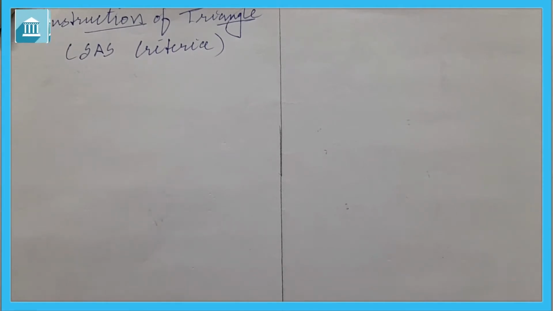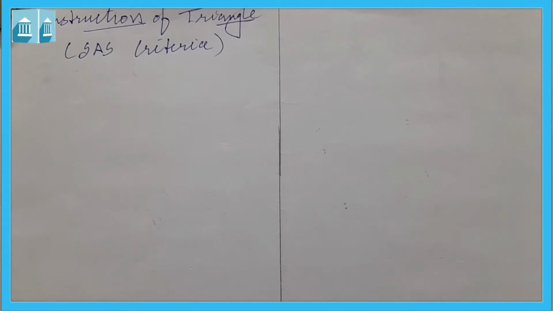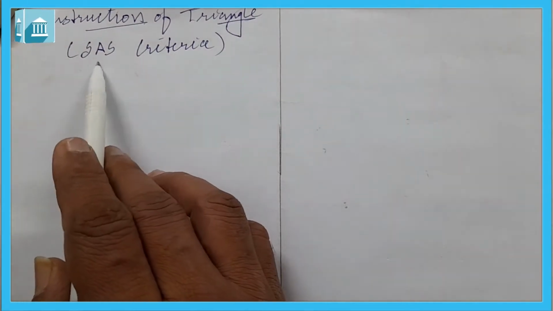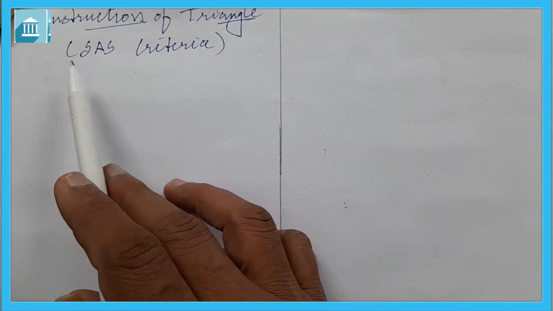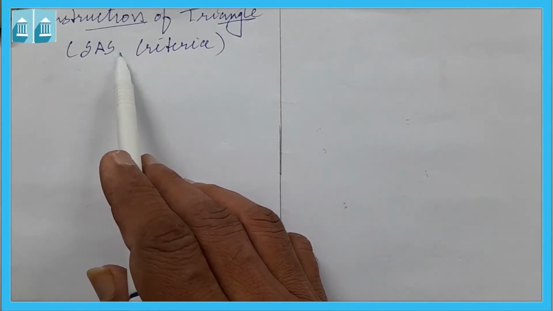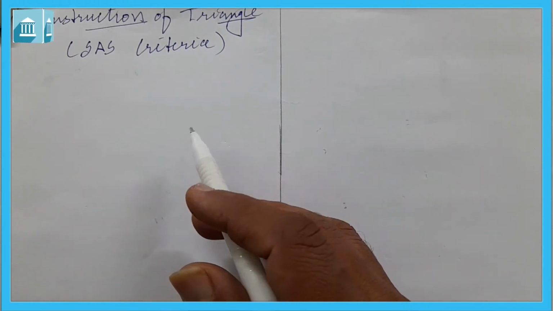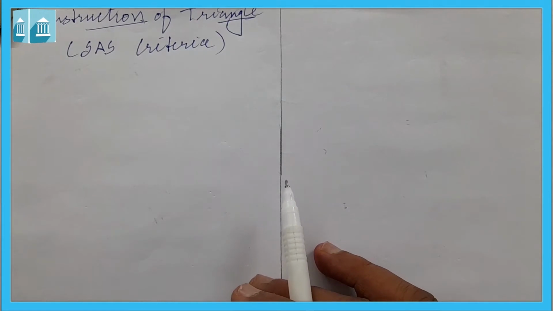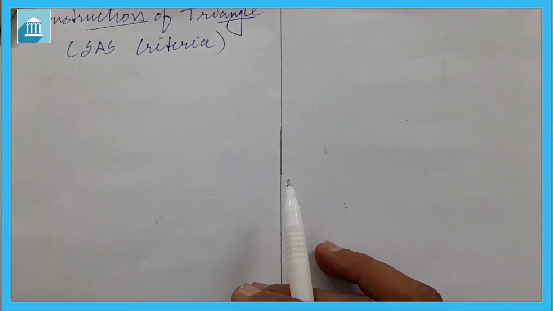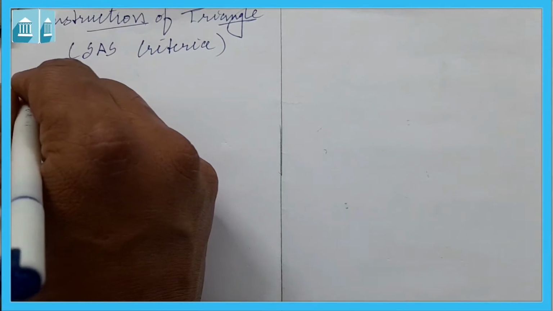Jai Vigyan, dear children. In the last session, we learned about construction of a triangle with the SSS criteria, that is, the side criteria, meaning when all the sides are given, how to construct a triangle. Now in this session, we are going to learn construction of a triangle by the SAS criteria. SAS means side angle side criteria, that is, to construct a triangle when two sides and the angle included in them are given. Okay, now let us see by one example.